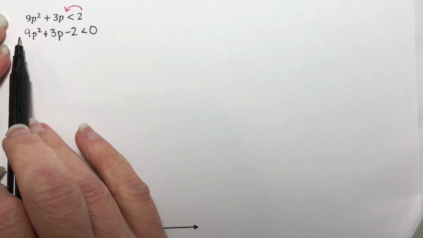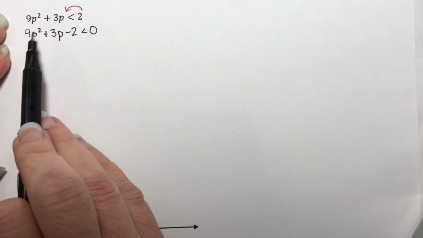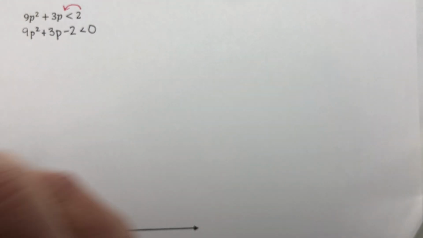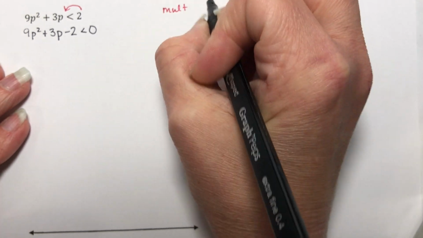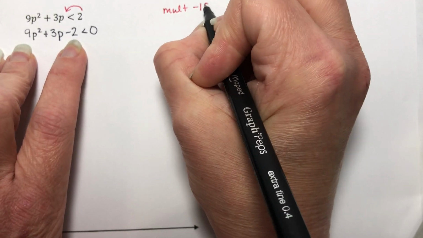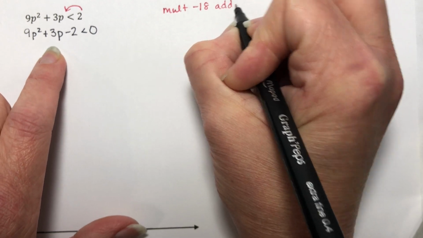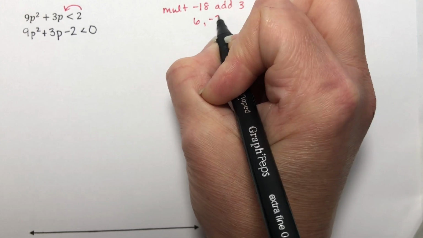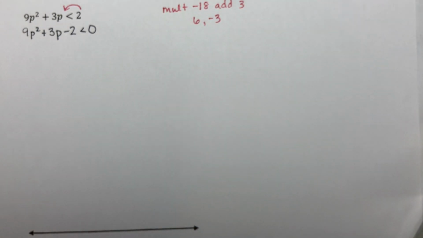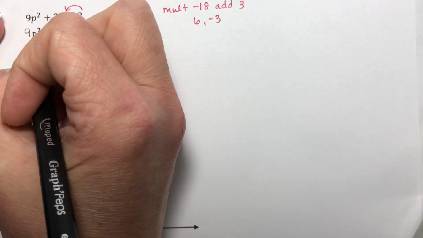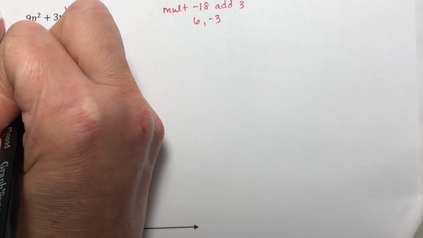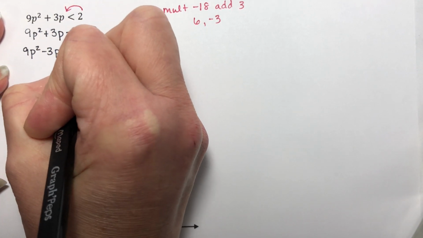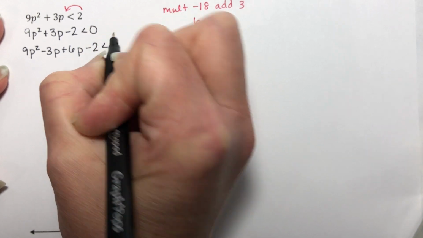So think through your factoring. Do we have a GCF? No. I have a perfect square here, but 2 is not a perfect square. So I'm going to be looking for two numbers that multiply to a negative 18 and add to a positive 3. And that would be 6 and negative 3. Yes. Okay, so I rewrite this as 9p squared minus 3p plus 6p minus 2 is less than 0.